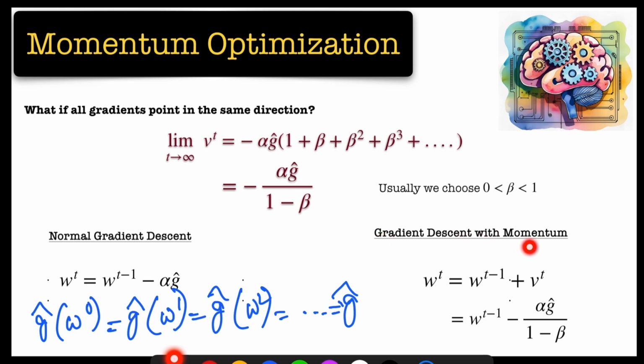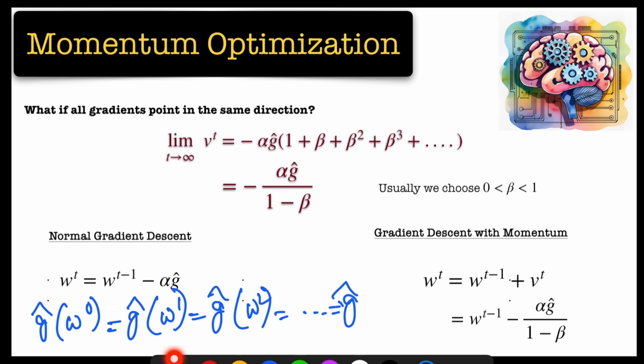In the case of gradient descent with momentum, Wt equals Wt minus 1 plus Vt, where Vt is this thing: minus alpha G hat divided by 1 minus beta. I highly suggest you go through the previous momentum video first to get the understanding.